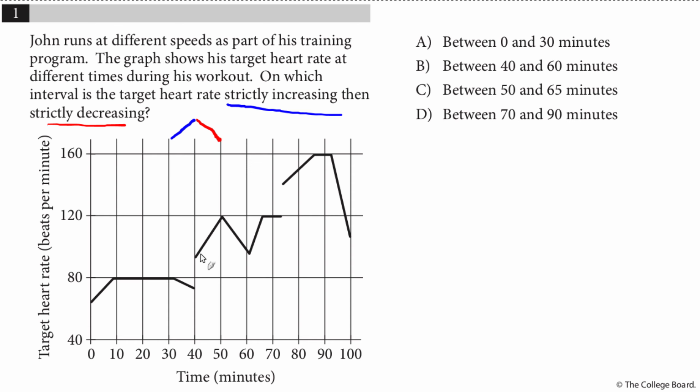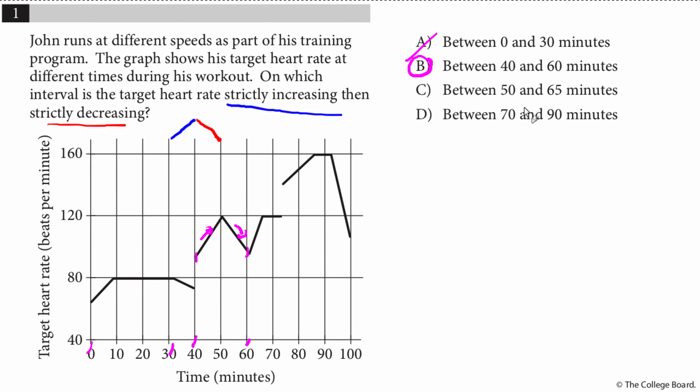So we can see here it is strictly increasing, here it is strictly decreasing, then strictly increasing. We have some constant values here, and I need to figure out when this happens. So between 0 and 30 minutes, I see that it is increasing, but then constant. So this is not my correct answer. Between 40 and 60 minutes, I see that it starts going up, so strictly increasing, then goes down, and doesn't level off, doesn't come back up till after this window. So this is my correct answer.